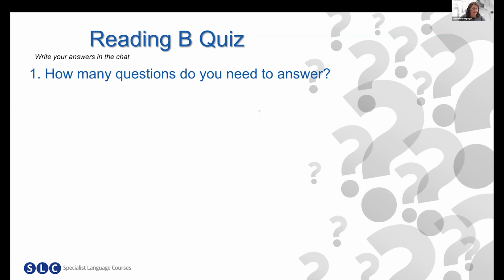Okay, great. I can see a lot of you are familiar with the format of Reading B. You're right. You need to answer 6 questions for Reading B. So you have 6 texts and you have 1 question per text. So 6 questions altogether. Okay, let's look at question number 2. How long is each text? We're talking number of words. How long is each text roughly?